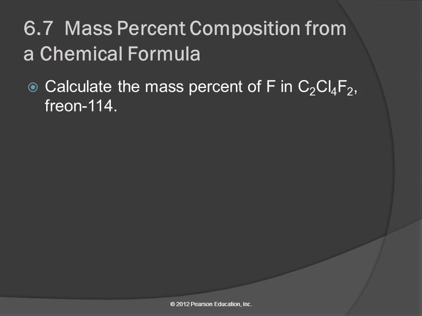So calculate the mass percent of fluorine in Freon 114, which has this formula, C2Cl4F2. Sometimes chlorine, especially in this font, kind of looks like carbon and iodine. But if that was carbon, it would be lumped in with this carbon. And so that wouldn't make any sense for this to be carbon. This is chlorine.